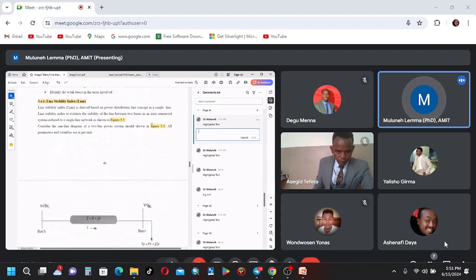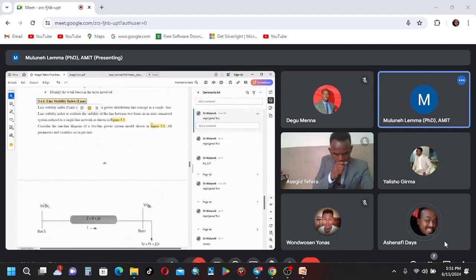The other, this section, line stability index. Which reference did you use? This is the most important. Which reference do you use for this one? It's a base. This is a base reference for your work, right? Yeah. Which reference did you use?